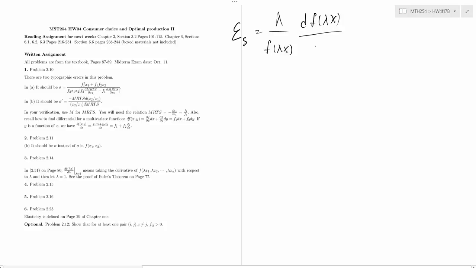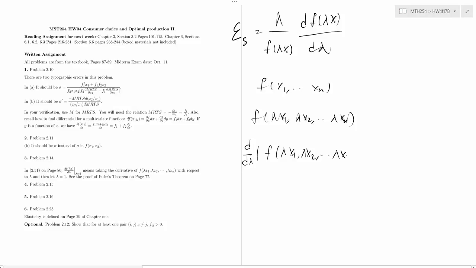This is a problem purely about notation, because the only thing we need to know is how to calculate this derivative over here. We say f is a function of x1 to xn. So rescale means we have f of lambda x1, lambda x2, and lambda xn. And after we do this, this is now a function of lambda, and x1, x2, xn are just constants. So how can we take the derivative with respect to lambda over here? So take the derivative of this function f of lambda x1, lambda x2, and lambda xn.